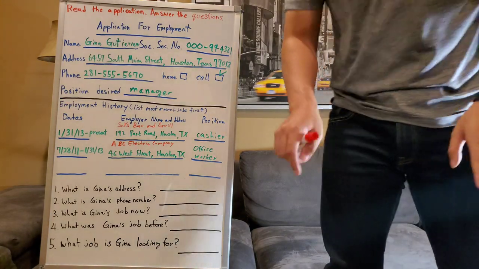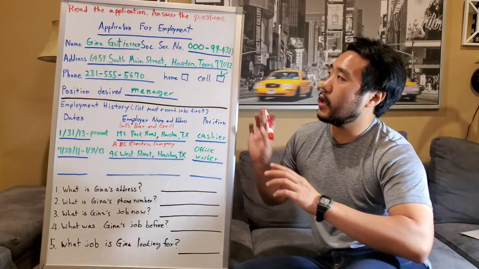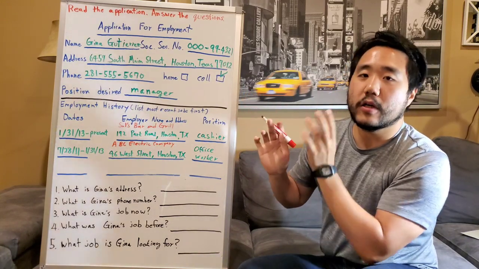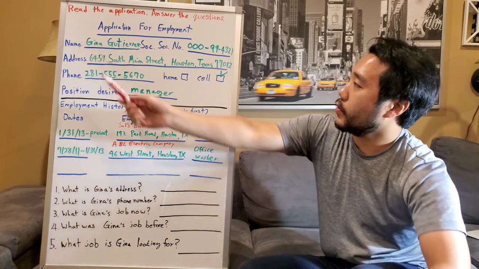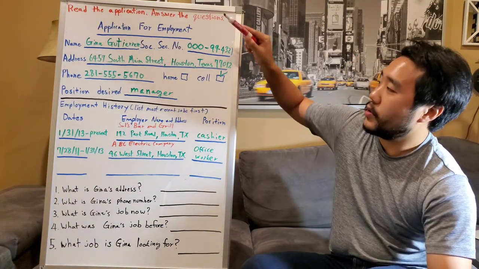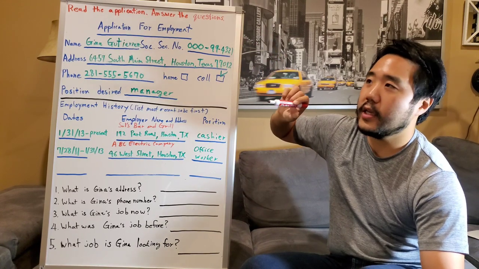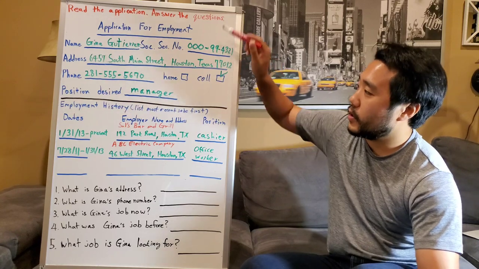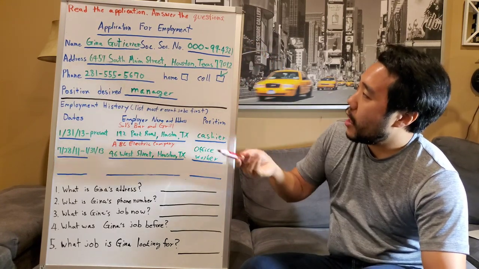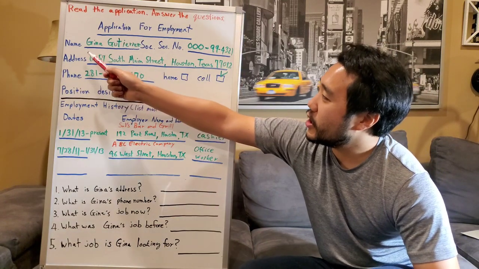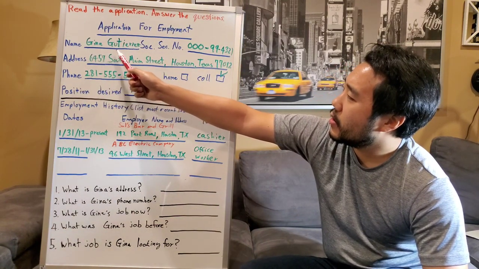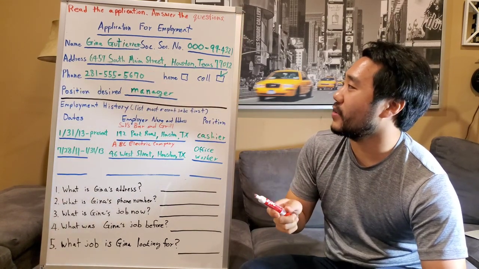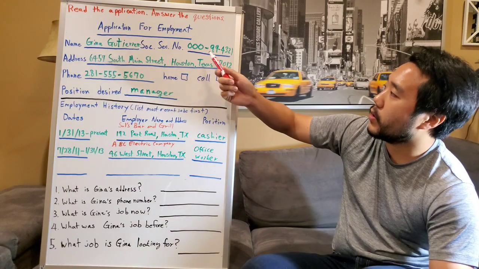So, okay, now here I have a job application that was filled out, and we're just going to read it and answer the questions. So read the application, answer the questions. Same thing that I showed in lesson F. So here I have a job application filled out. Application for employment. Gina Gutierrez. I'm having a hard time with the last name. But here we have social security number.